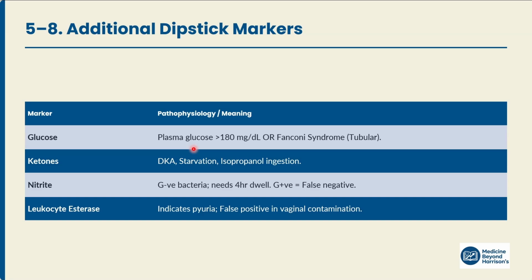So glucose is positive. Ketones can be present in DKA, starvation, and isopropanol ingestion also. Nitrite suggests gram-negative bacteria in the urine, and needs a 4-hour dwell time for that. If gram-positive bacteria are present, it can be false negative. So it is not a perfect indicator for urinary tract infection anyway. If it is positive, it suggests gram-negative bacteria. Leukocyte esterase indicates pyuria. It can be false positive in vaginal contamination.